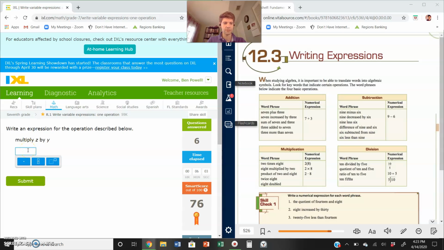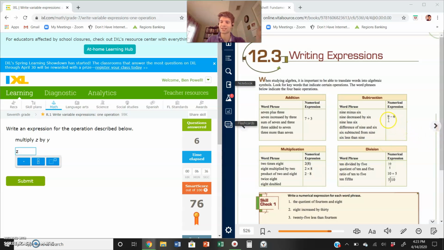Z multiplied by y. Now this may tell us something else. I'm going to see if it works, because the correct way to say it is how we have over here. Notice in our textbook it says 8 multiplied by 2, but they wrote it 2 times 8. Really, 2 times 8 is 16. If you were to switch them, 8 times 2 is 16. It's going to be the same answer. But for subtraction and division, the order matters.